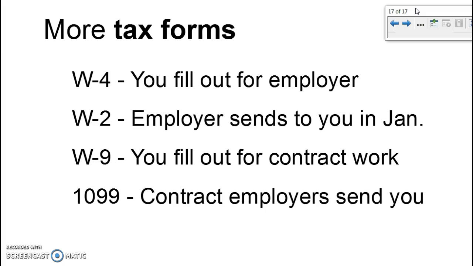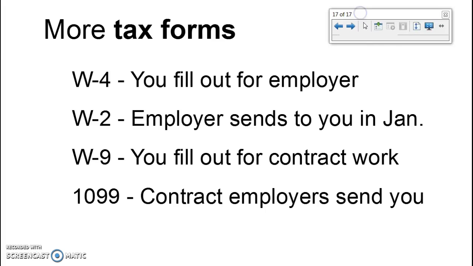A W-9 is a form you fill out for contract work, so let's say you agree to write an econ lesson for a particular organization. You fill out a W-9, that includes your Social Security number, and that means that they will report to the government what they paid you, but they don't withhold money for your taxes. And then after you fill out a W-9, in January of the next year, you get a 1099. So you get a form that says, here's how much this organization paid you. And you're, of course, legally obligated to report that income to the federal and state governments. And that is the end of our section on taxes.